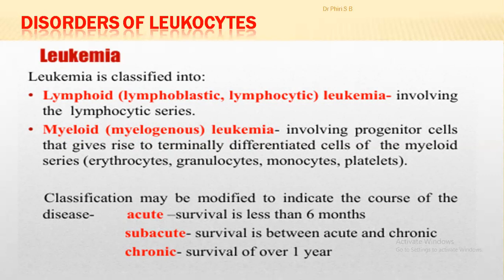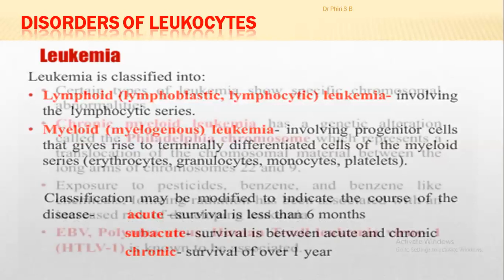The chronic survival is over 1 year. So if a person with leukemia can survive for more than 1 year, then that condition is called chronic. So it takes a bit of time. The acute one is a deadly one that will kill a lot of patients.